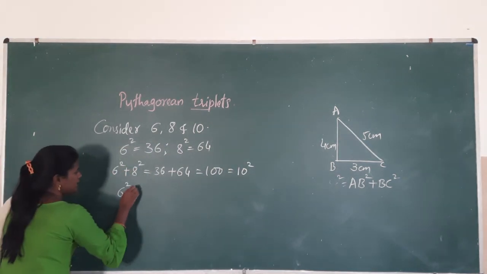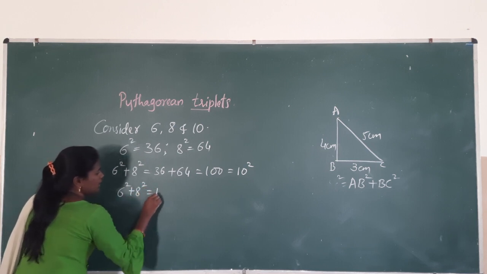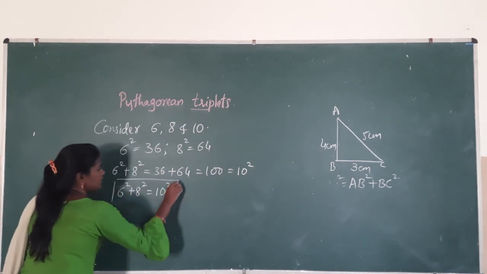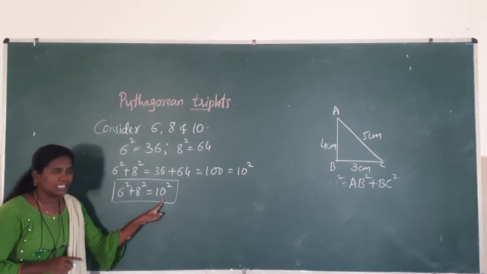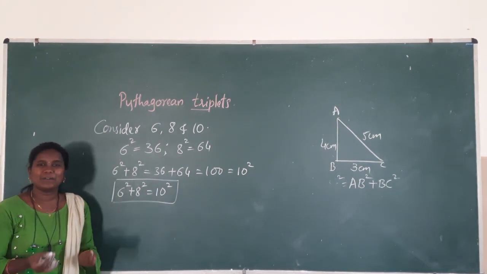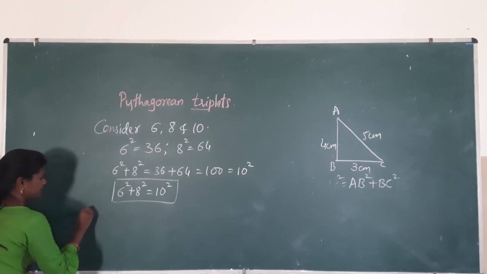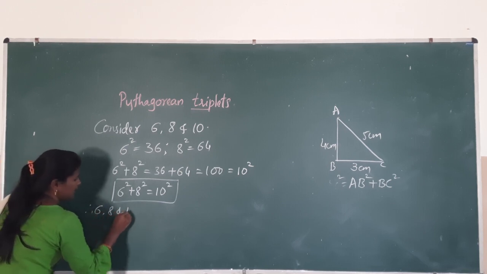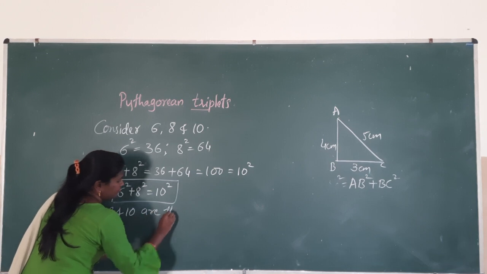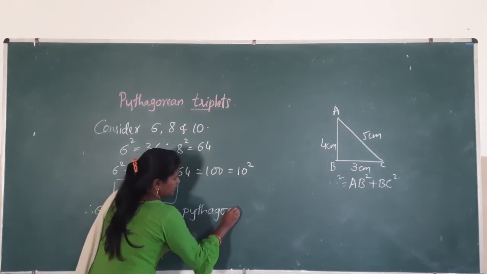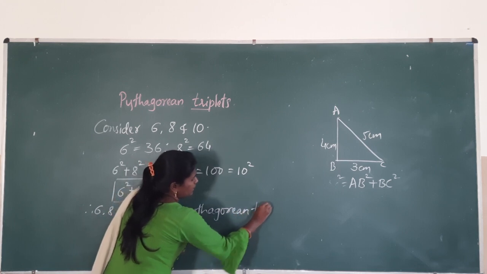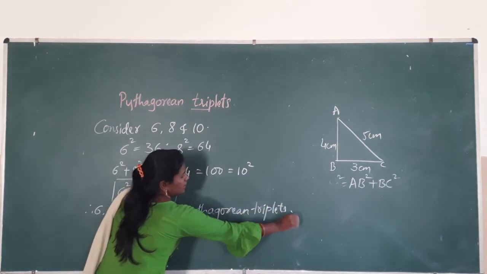So here it is clear that 6 square plus 8 square is equal to 10 square. Therefore, 6, 8 and 10 are called the Pythagorean triplets.